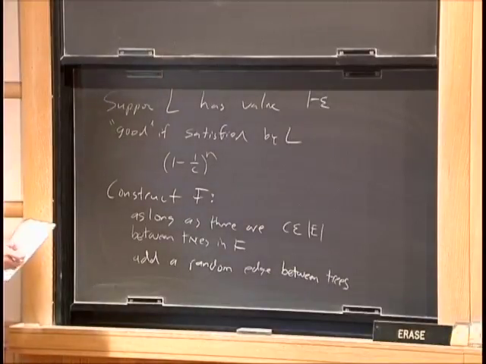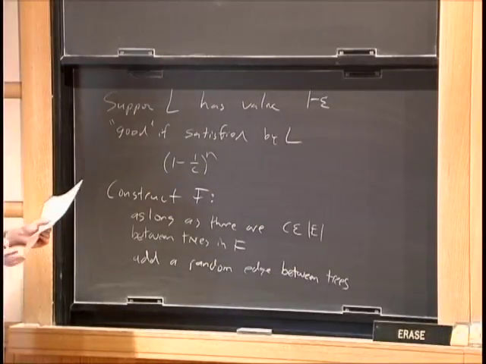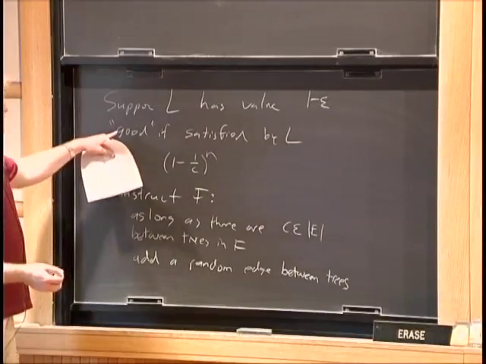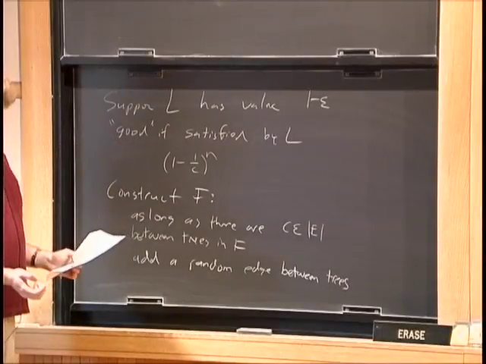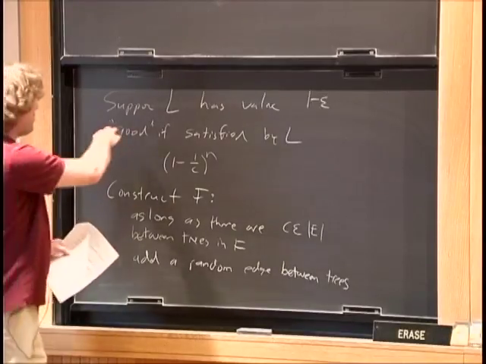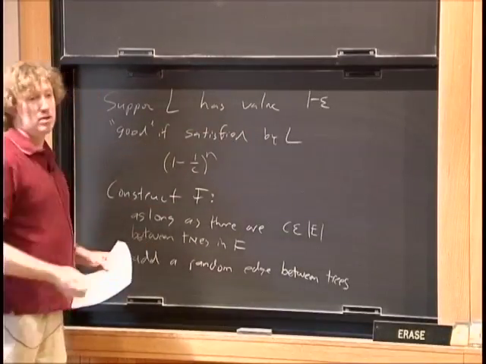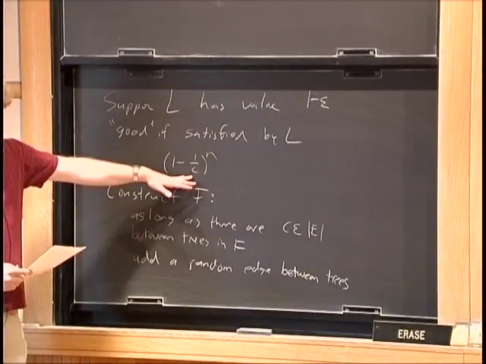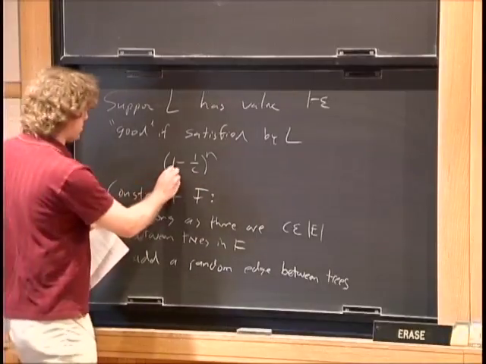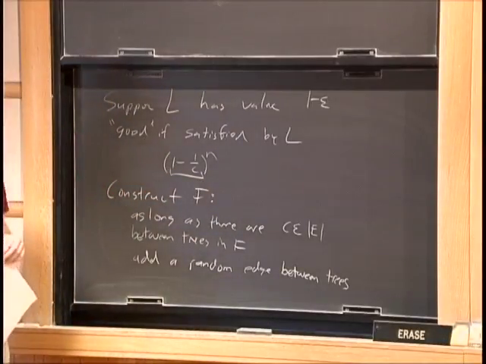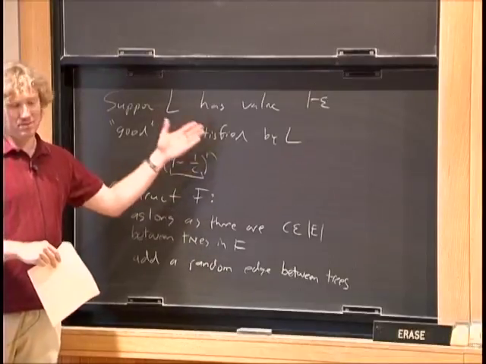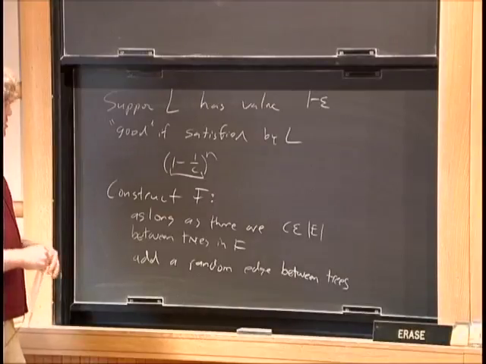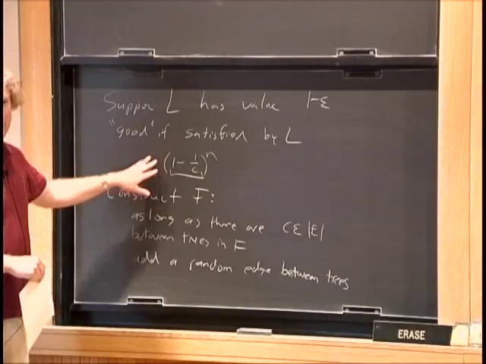Now, what's the probability that we fail? Well, we fail anytime we ever add a bad edge to one of our trees, where a bad edge is something that's not satisfied by L. And that happens with at most this probability. And we add fewer than n edges at most to our forest. So this is the total probability of failure.